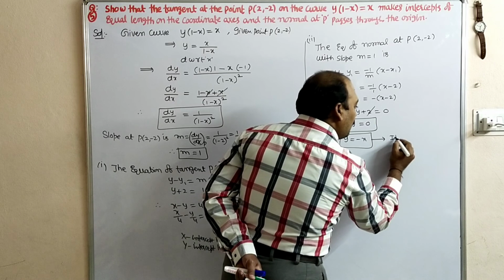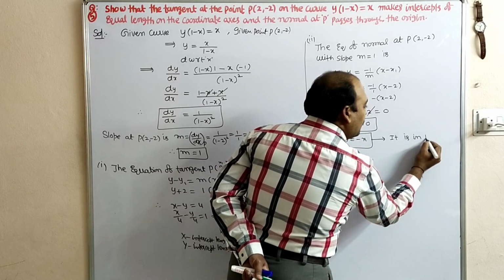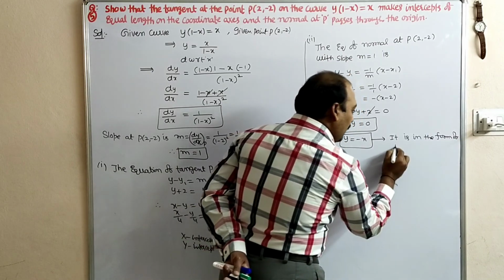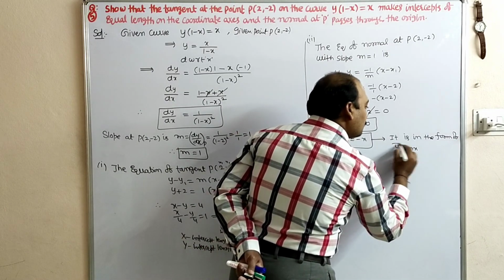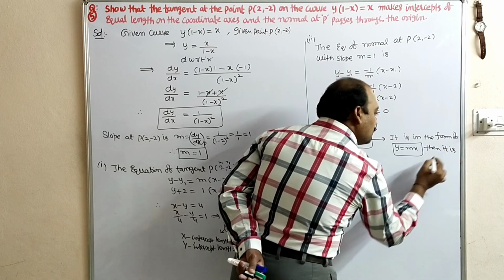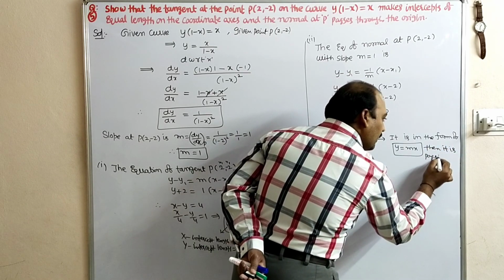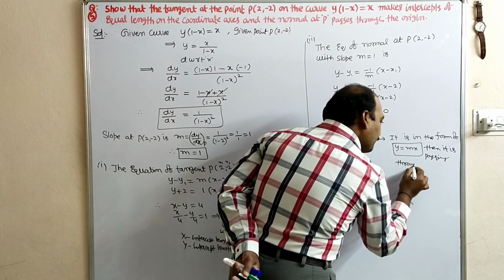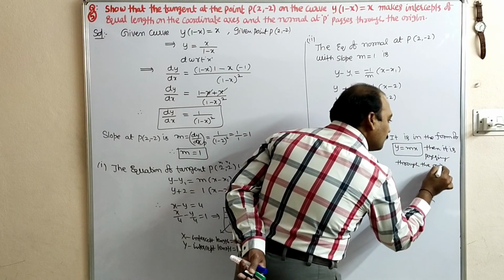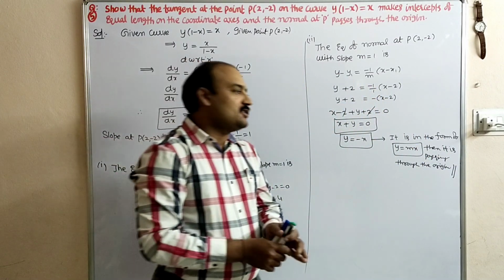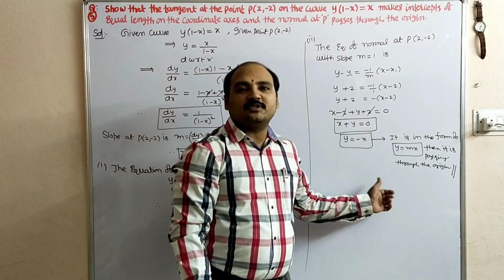It is in the form of y equals mx. Then it is passing through the origin. Whenever a line is in the y equals mx form, that line always passes through the origin.